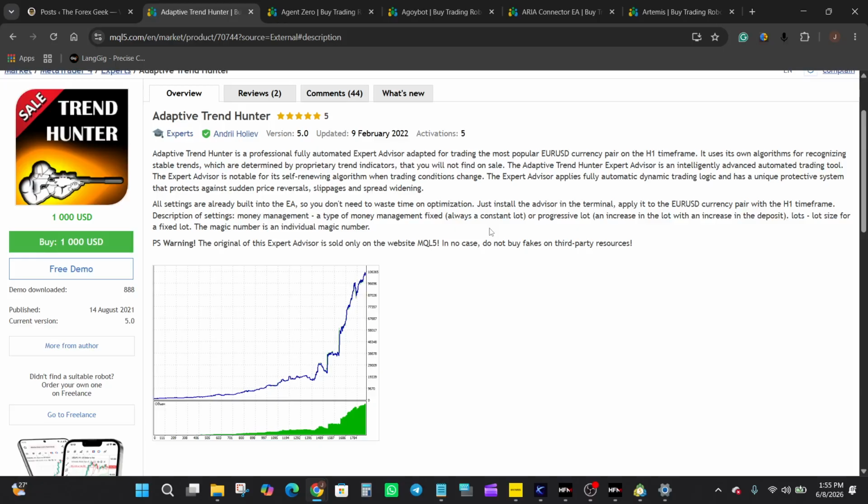slippage, and spread widening. So as we move into the settings section, the setup is relatively straightforward. The developer mentions that the primary parameters include money management, money management options, lot sizing, and the magic number.